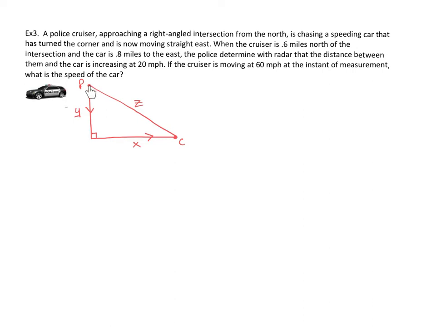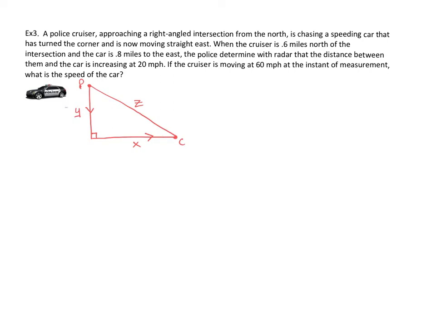And it's not, because this cruiser is only 0.6 miles north of the intersection at an instant. It's moving. So the distance between the police cruiser and the intersection is changing, as is the distance the car is from the intersection. So you can't put numbers there. You can't put any numbers in this picture because all these numbers are changing, and the distance between the police car and the cruiser is also changing. So we've got that in our picture now.